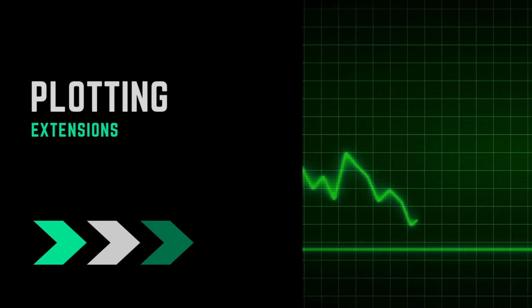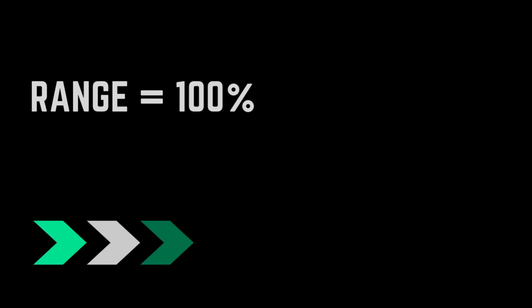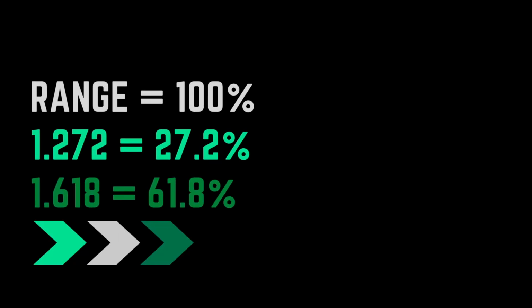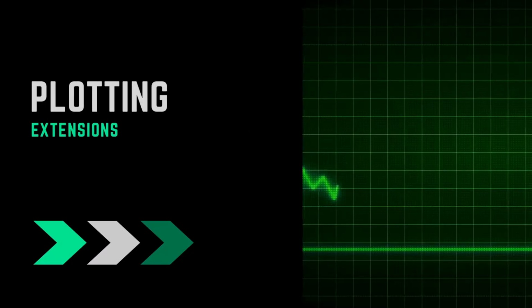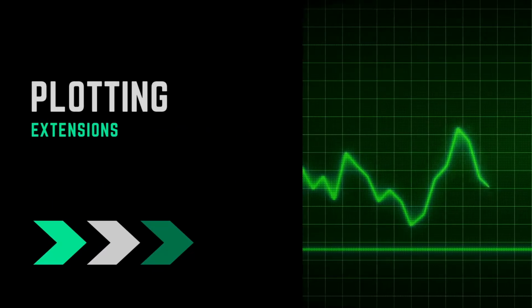For plotting extensions, let's review one more time. Remember, a range from a high to a low or a low to a high equals 100% of that range. The extension ratios that we will be using are the 1272 and the 1618. The 1272 equals 27.2% beyond the range, and 1618 equals 61.8% beyond that range. There are plenty more extensions out there that you can use, but I find these the most effective. Let's begin the plotting process.